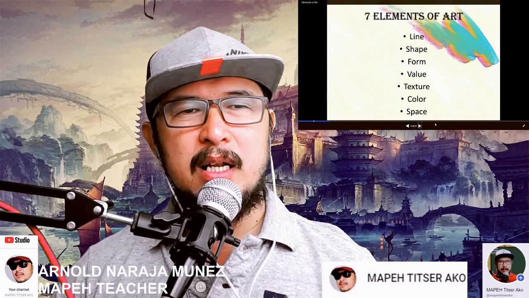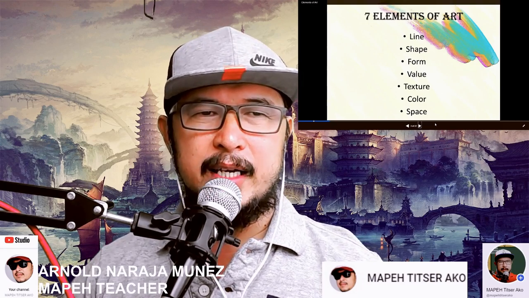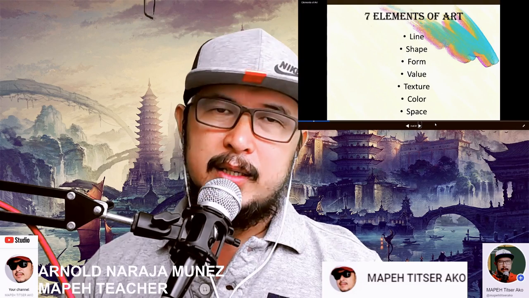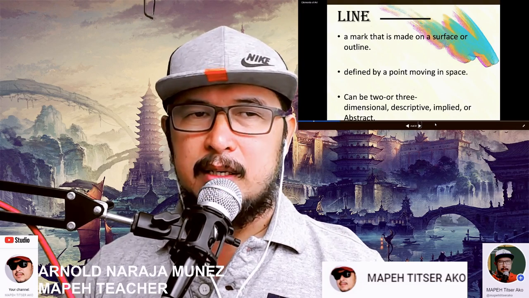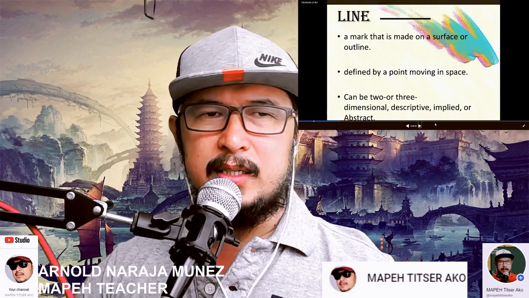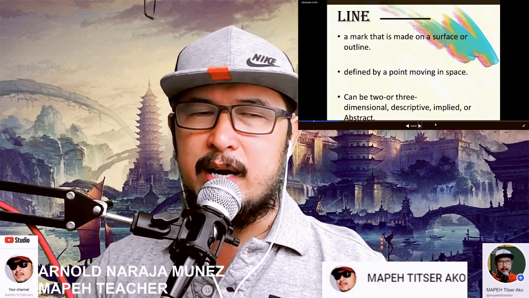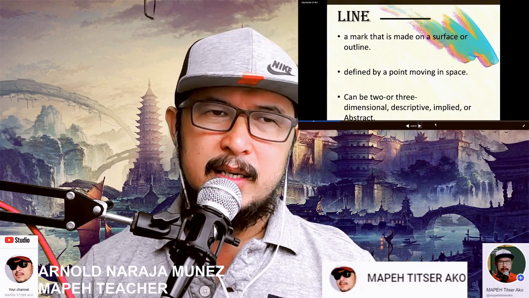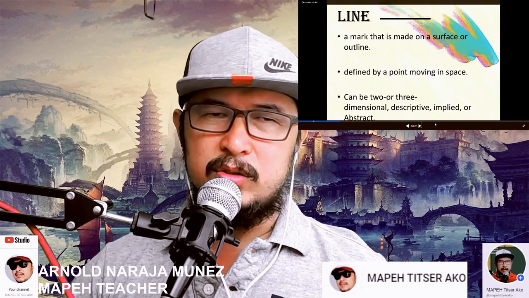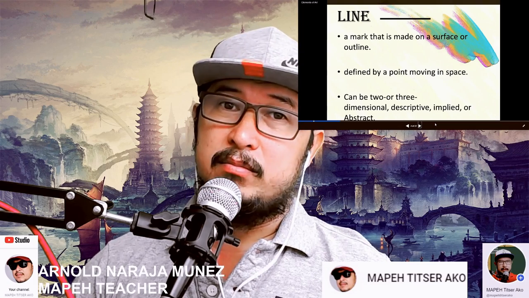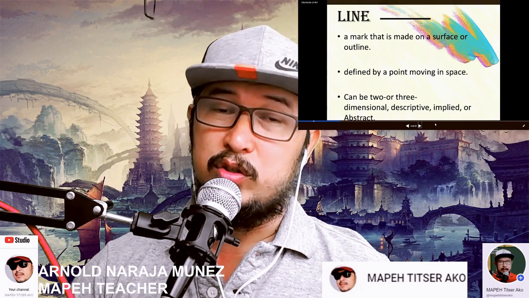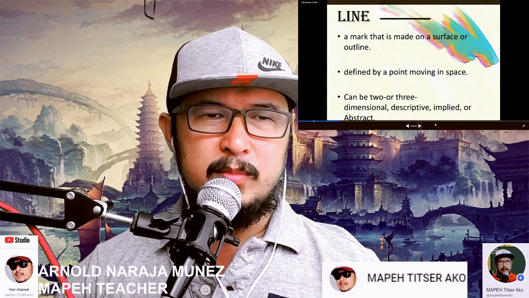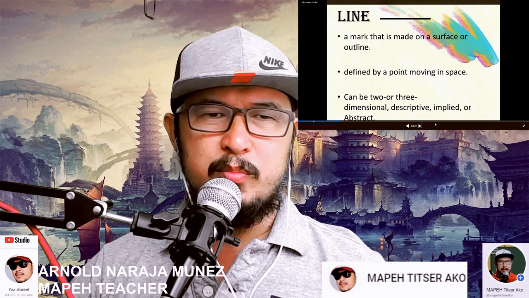So we have the 7 elements of art. Right here we have line, shape, form, value, texture, color, and space. So let's start with the line. The line is a mark that is made on a surface or outline. So what this line implies is, every line should have implications and should imply something, and is defined by a point moving in a space, can be 2 or 3 dimensional, descriptive, implied, or abstract.